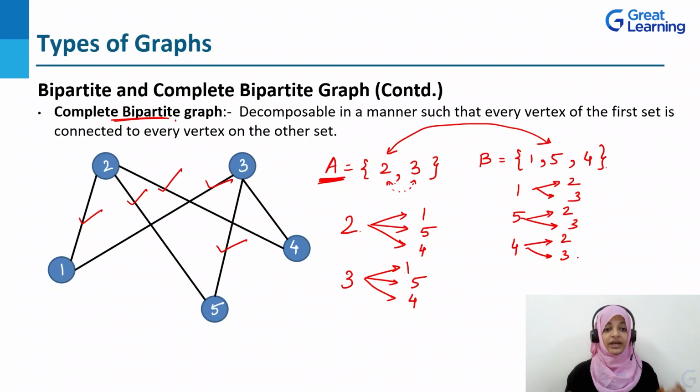One in which the vertices can be decomposed in such a manner that there are only inter-set edges existing and no intra-set edges existing. And apart from that, each and every vertex of one set is connected with all of the vertices of the other set. So these are all of the various graphs that we commonly see in graph theory.